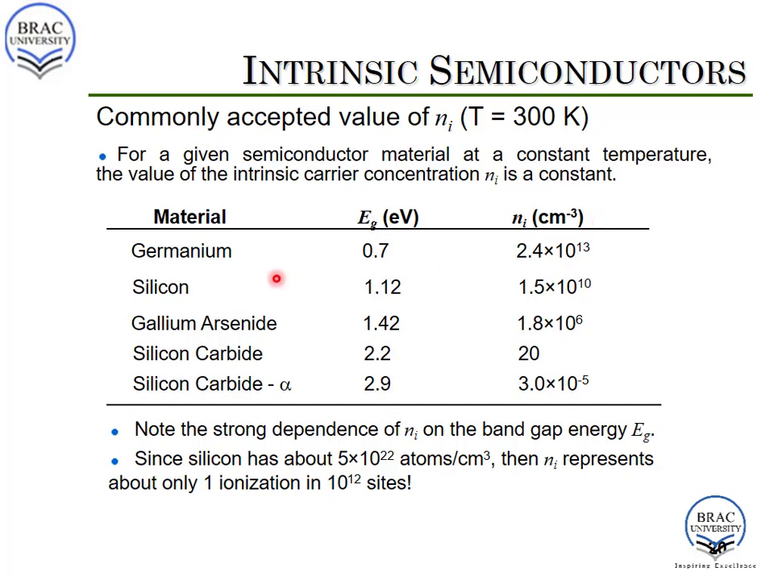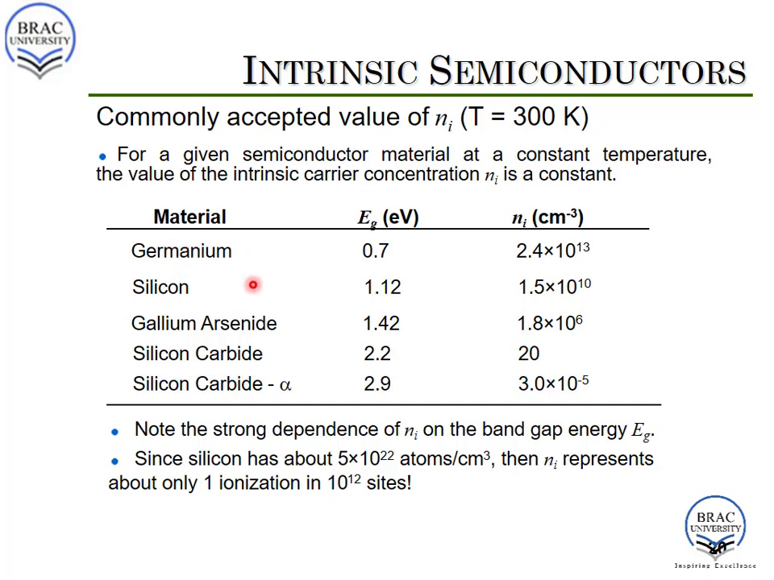That means if the value of Ni for germanium is 2.4 × 10^13, that means per centimeter cube there are 2.4 × 10^13 electron and hole pairs at 300 Kelvin. There is a close relation between the band gap and the intrinsic carrier concentration. As we can see, germanium has a band gap of 0.7 electron volt and thus has higher intrinsic carrier concentration, and silicon has a band gap of 1.1 electron volt and has a lower intrinsic carrier concentration than germanium.